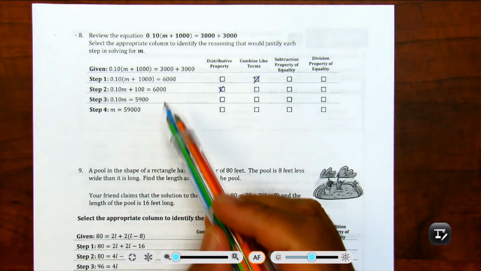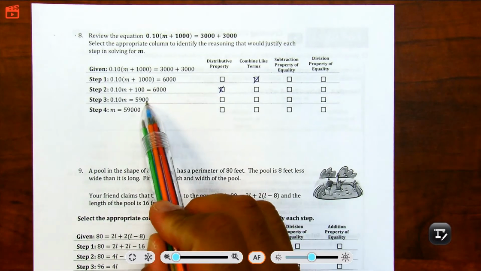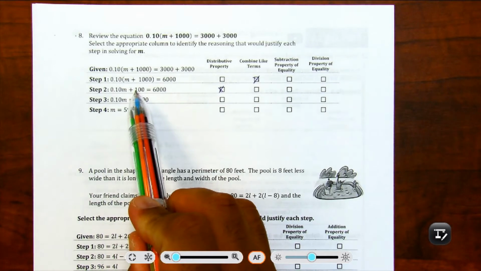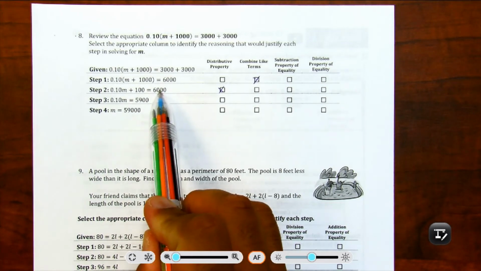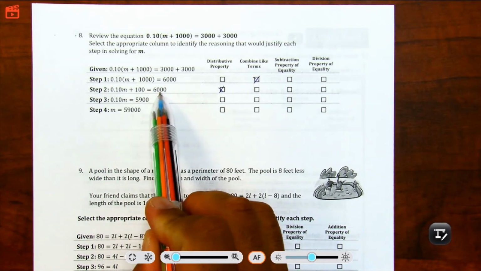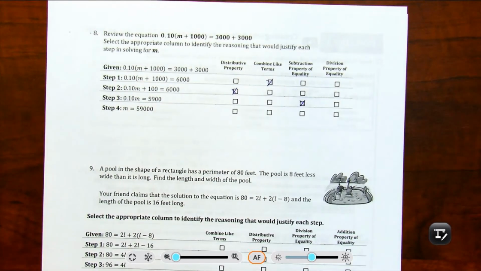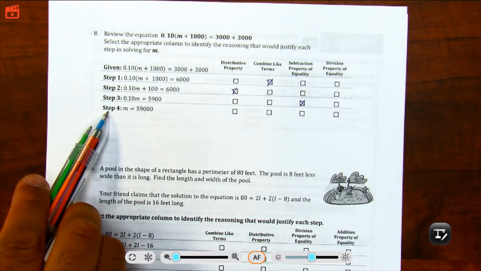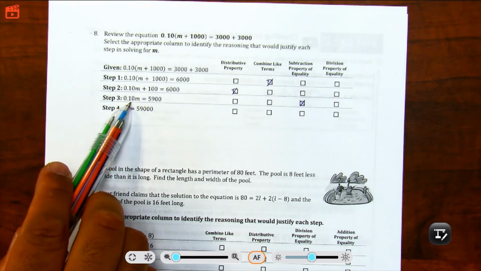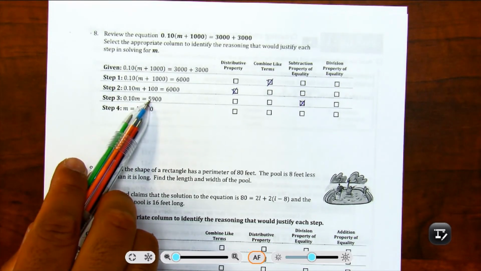Going from step 2 to step 3, so what happened to the 100? It was moved to this side, and it was moved by subtraction. And then step 3 to step 4, how do you move the 0.10 to the other side? You have to divide.